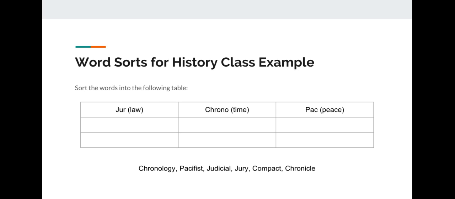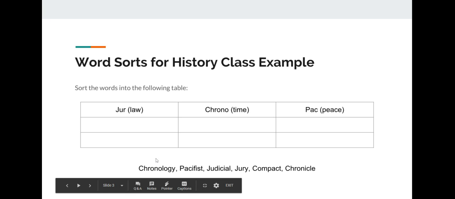So I created kind of just a small example. An actual lesson would be a bit bigger than this, of course. So I chose Latin root words, and the three that I chose are jur, which means law, chrono, which means time, and pac, which means peace. And on the bottom here, I have chronology, pacifist, judicial, jury, compact, and chronicle.